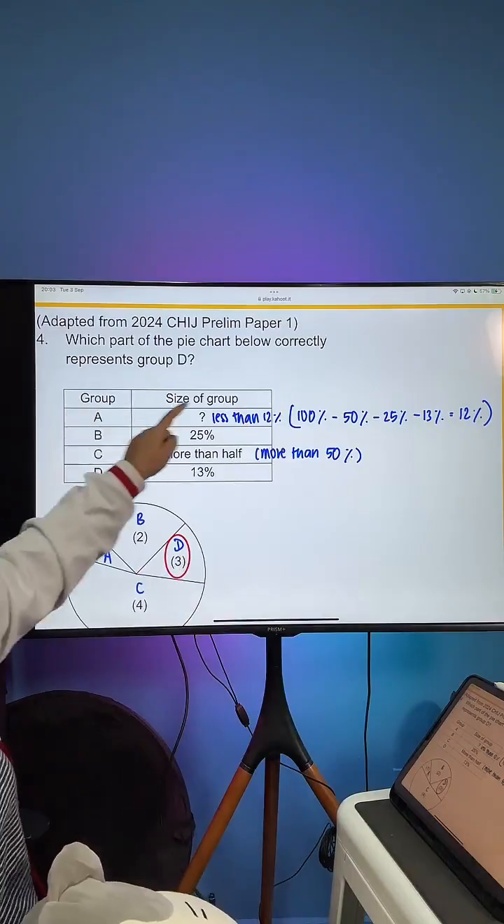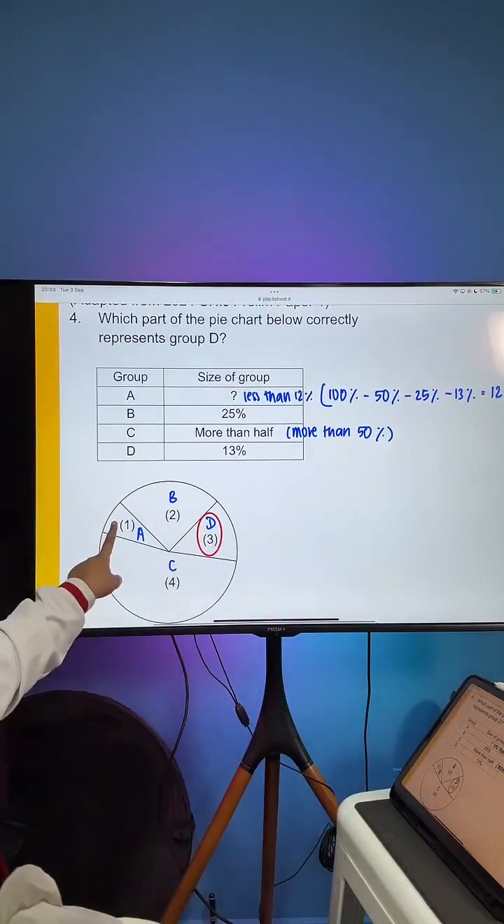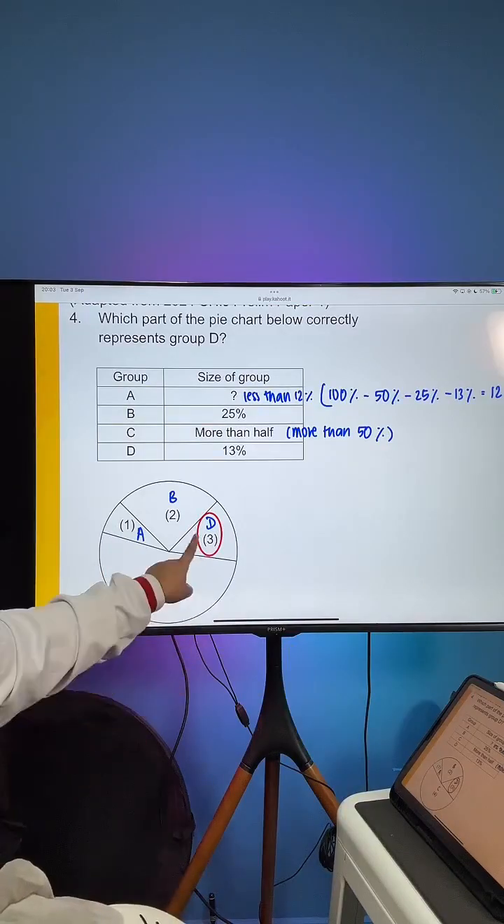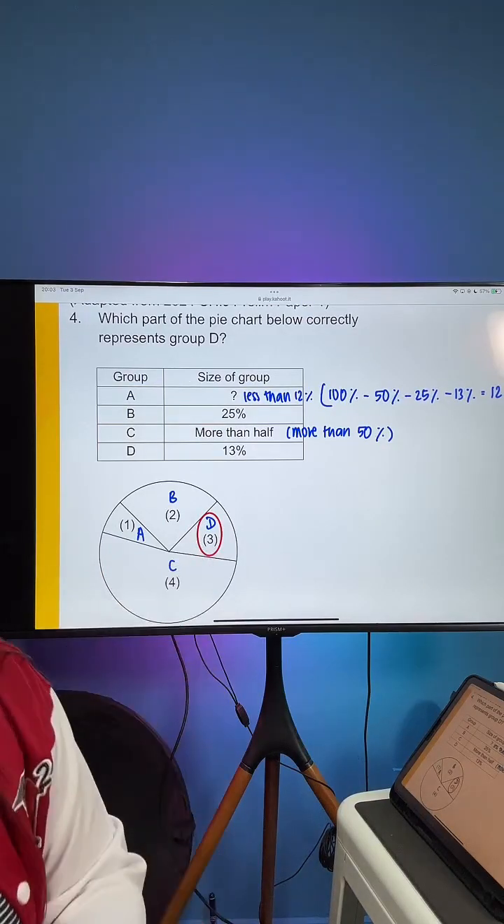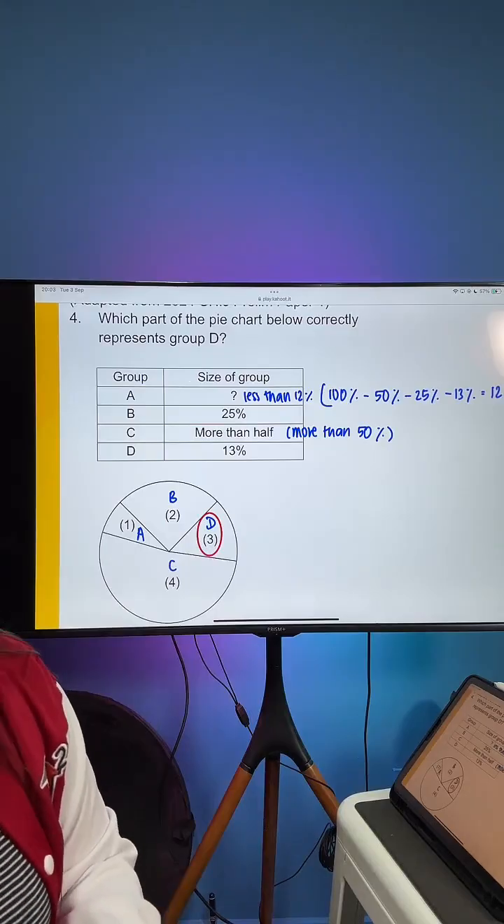Which means A is less than 12, which is the smallest piece. So A is 1, not D. The question wants D. D is the second smallest. Okay? D is the second smallest.